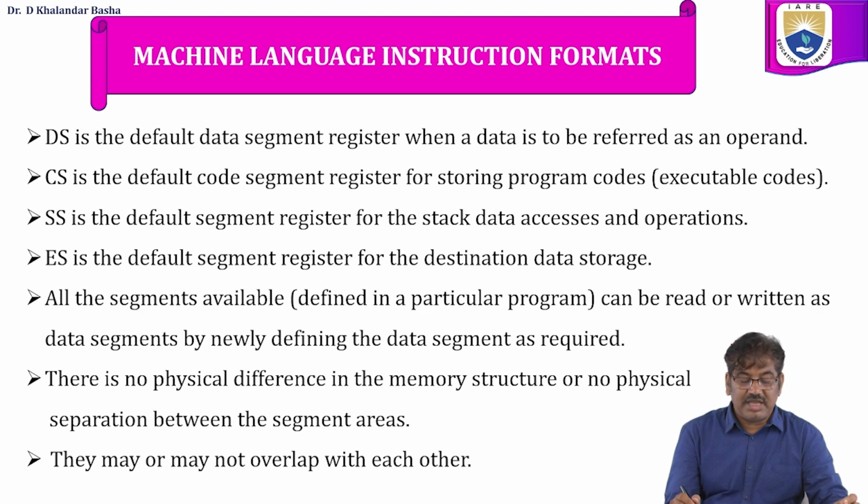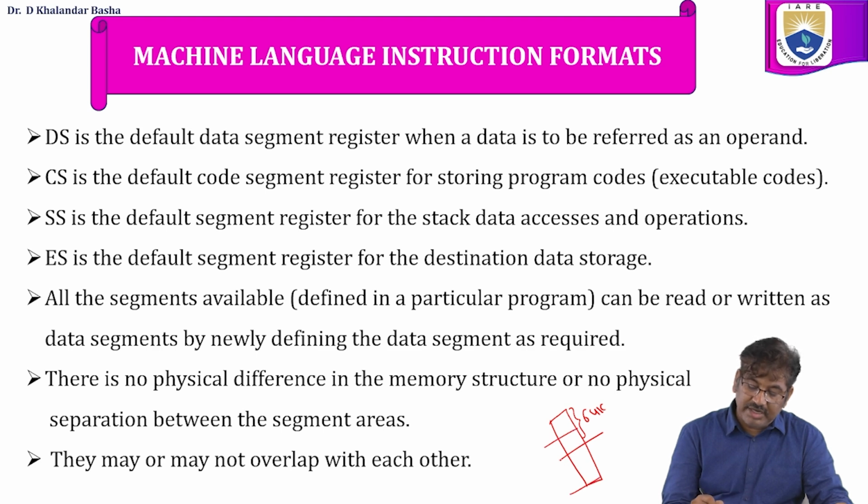So all the segments available can be read or written as data segments by newly defining the data segment as required. So there is no physical difference in the memory structure, or no physical separation between the segment areas. They may or may not overlap with each other. Overlap means if this 64K location is assigned as one segment, and again here we are taking one more portion, this you can take as segment 1.